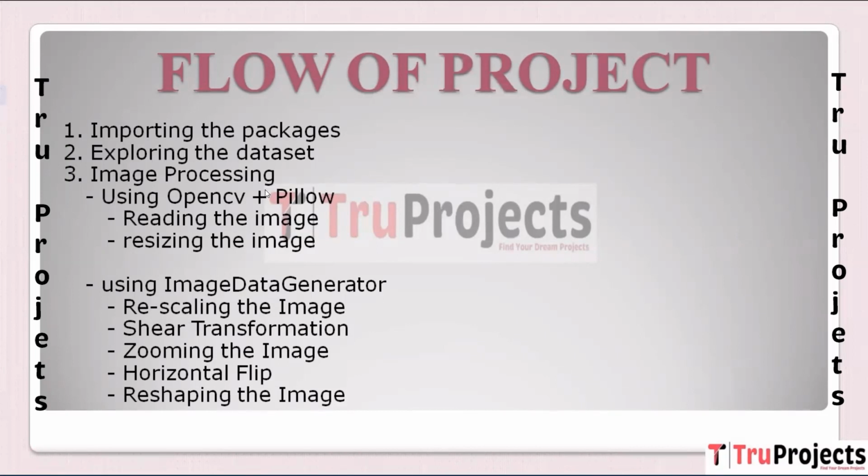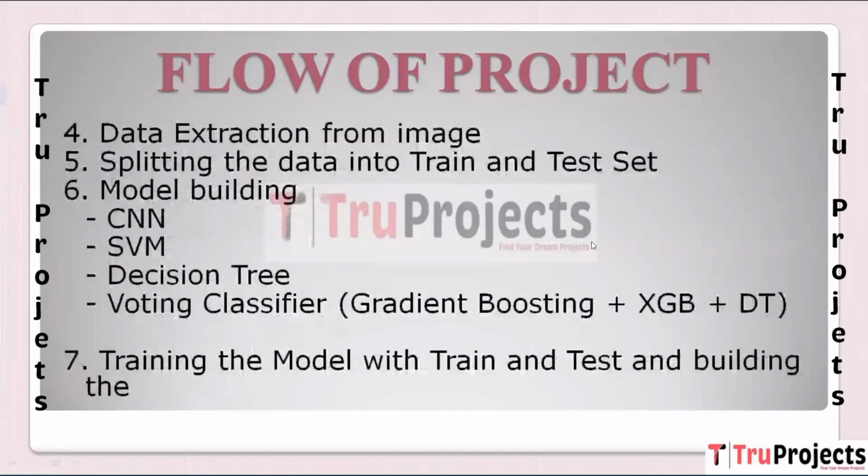Then we have image processing using OpenCV plus Pillow. Reading the image, images are read and loaded into the environment. Then resizing the image. Images may be resized to a specific dimension for consistency. Then here we have using ImageDataGenerator. Rescaling the image, images are normalized by rescaling pixel values. Then shear transformation, applying a shear transformation to the images. Zooming the image, zooming images for data augmentation. Horizontal flip, horizontally flipping the images for added variations. Reshaping the image, reshaping the images to a specific format for modeling.